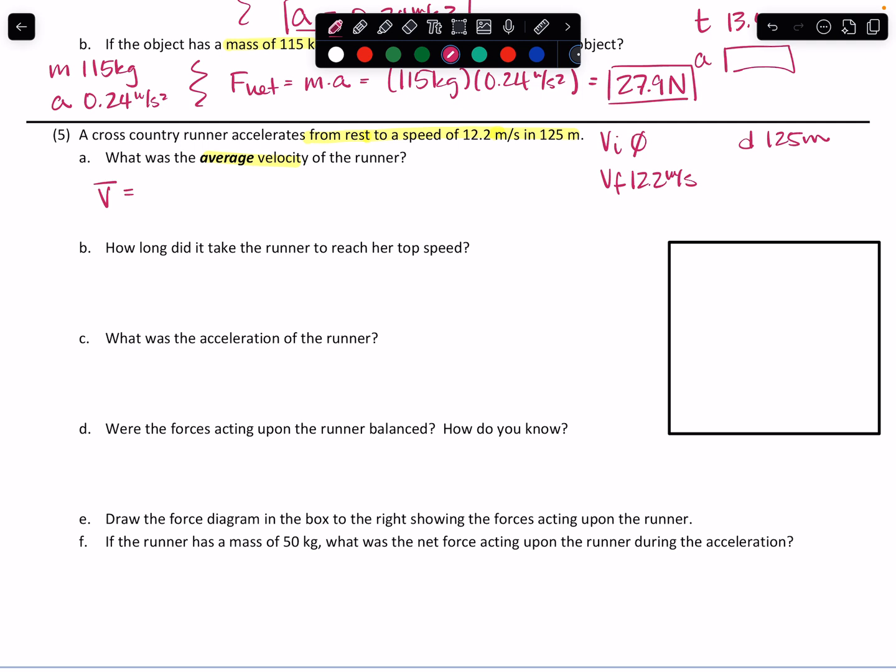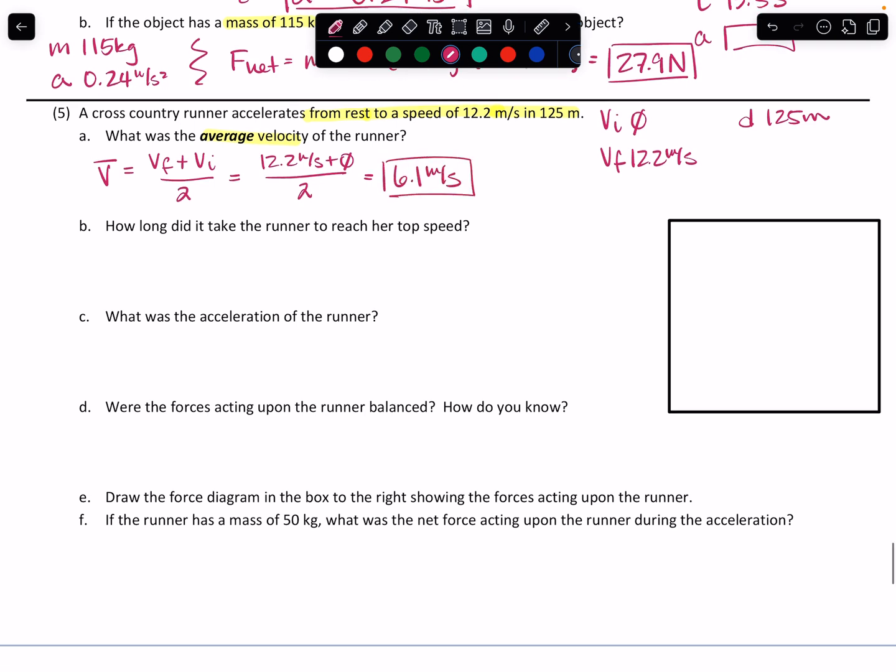So we'll start with average velocity. That can either be total distance over total time, but because we don't have time, we can't use that. Or it's the average, so we add the final velocity to the initial and we divide it by 2. So in this case, 12.2 meters per second plus 0 divided by 2, we have an average velocity of 6.1 meters per second.